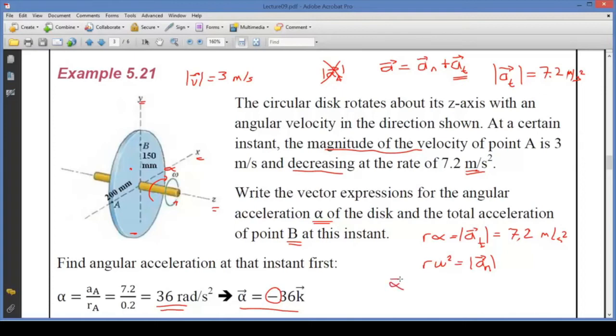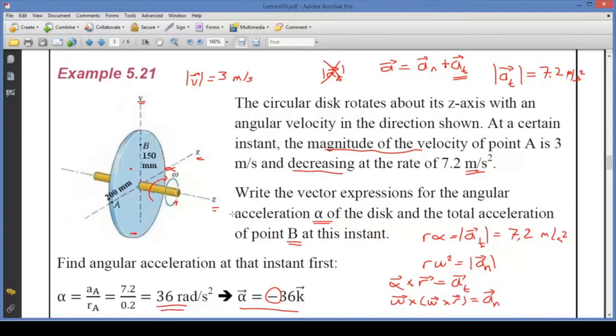The vector format would be alpha cross product r vector, which would give us the information about the tangential component of the acceleration, and omega cross product, in the parentheses omega cross product r, would provide us the information about the normal component of the acceleration, and this is a vector. Okay. So we have already determined alpha, good for us. We can calculate a tangential acceleration vector, but we don't know omega yet.